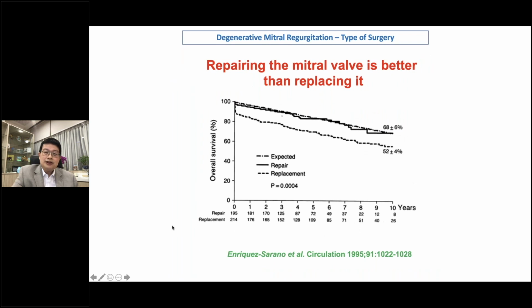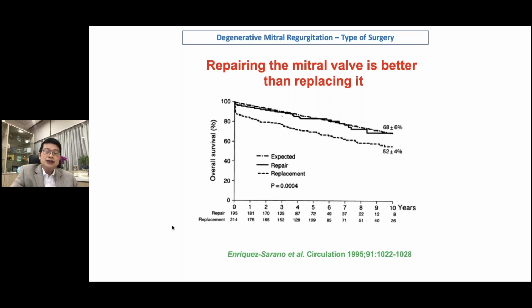And we know also that comparing repair versus replacement, it is much better to repair the mitral valve than to replace it, because it is all your own tissue, and the survival has been shown to be better. But of course, it is not always possible to repair all the mitral valves, but whenever possible, it is best to repair the mitral valve rather than replace it.